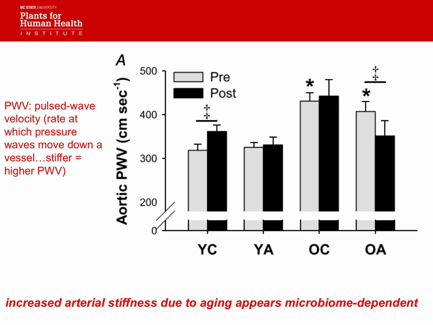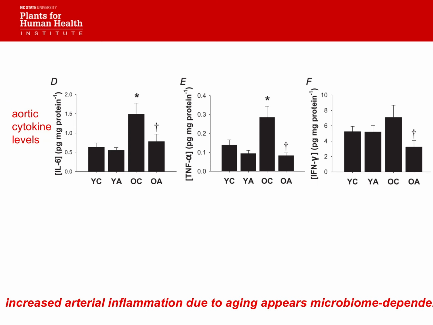Aging, vascular flexibility was severely hindered. When they gave these aged mice antibiotics, their vascular function, their stiffness improved. So again, increased arterial stiffness due to aging appears to be microbiome dependent. Same thing you see with inflammation. Older mice had more aortic inflammation. When you added antibiotics, that went away.